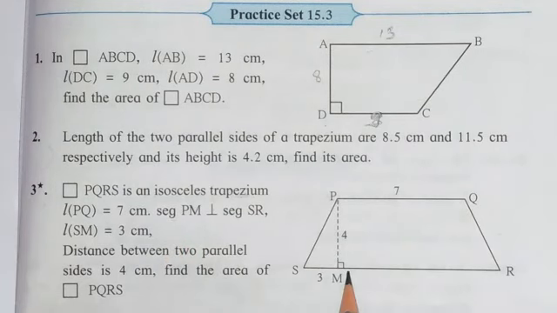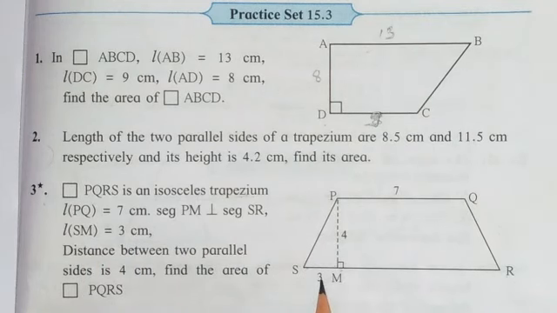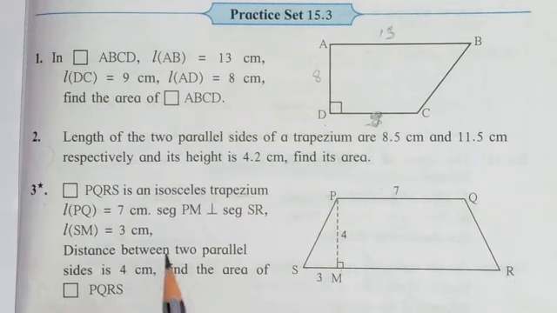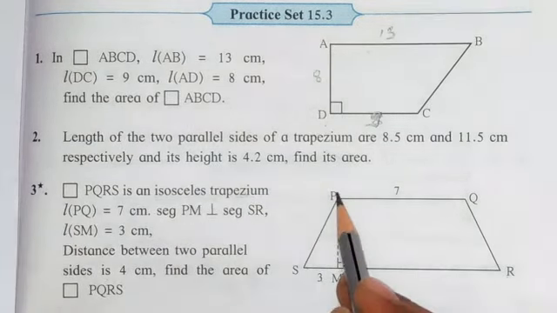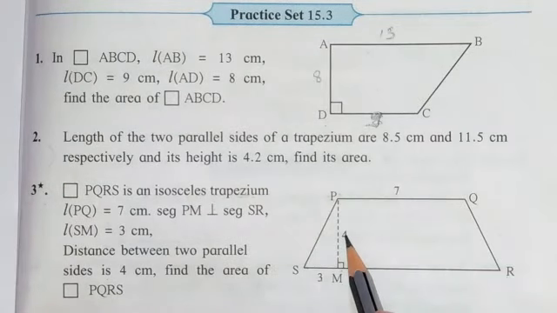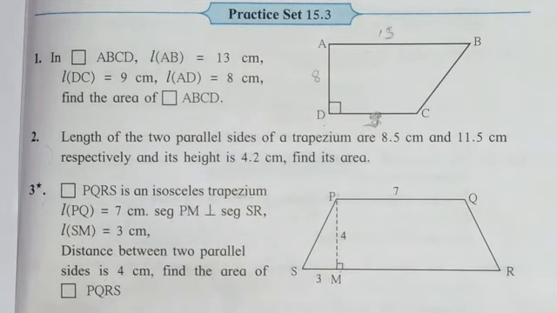Segment PM is perpendicular to segment SR, and length of SM is 3 centimeter. The distance between the two parallel lines is 4 centimeter. It means we know PM, that is 4 centimeter. And at last we have to find the area of PQRS. It means we have to find the area of the trapezium. Let's solve it.